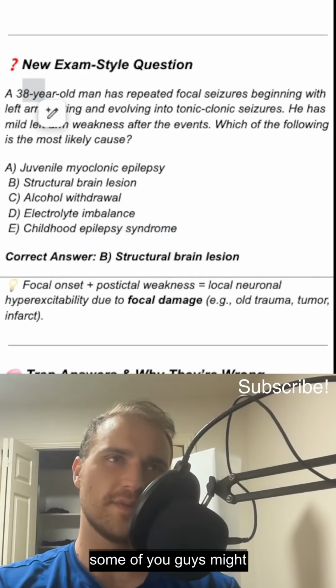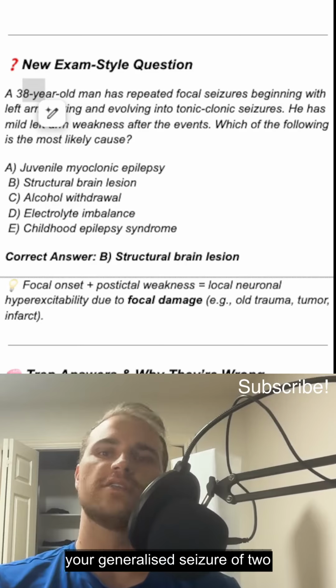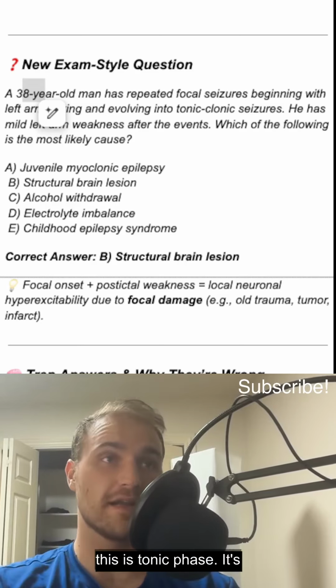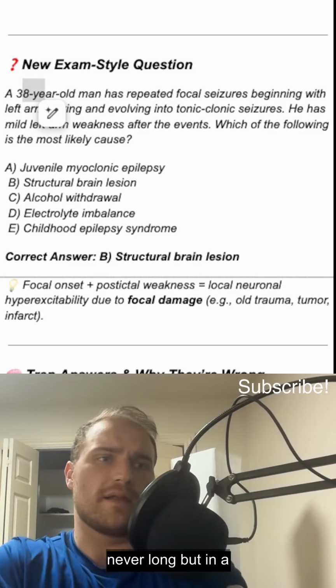Some of you might be wondering, what is a tonic-clonic seizure? It's formerly called grand mal, and it's a generalized seizure with two distinct phases. The first is the tonic phase, which is 10 to 20 seconds of muscle stiffening. Think like Neville Longbottom in Harry Potter.